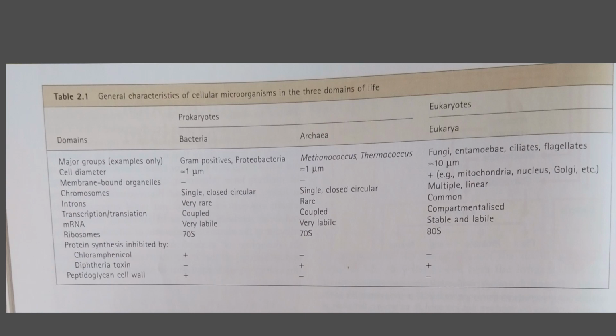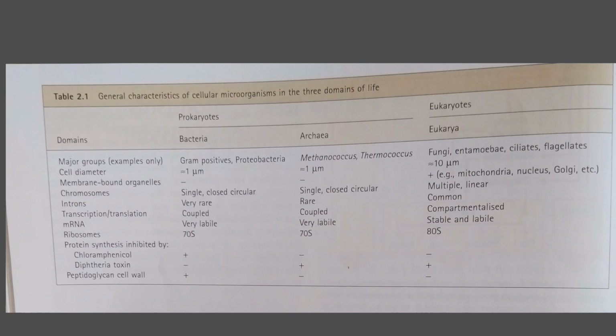The chromosomes: if we look at the chromosomes, bacteria have a single closed circular chromosome and archaea also have a single closed circular chromosome. Eukarya, however, have multiple linear chromosomes. As for introns, bacteria have very rare introns, archaea also have very rare introns, but eukarya have common introns.